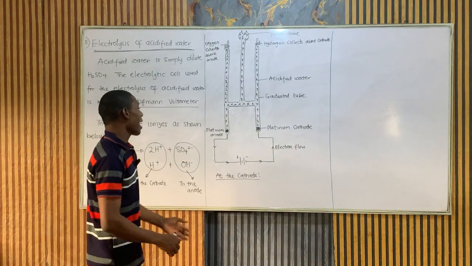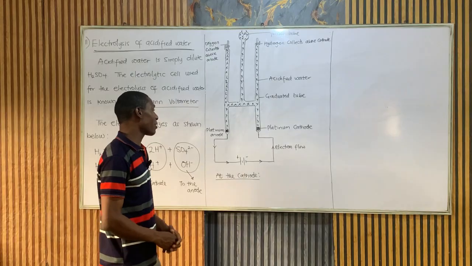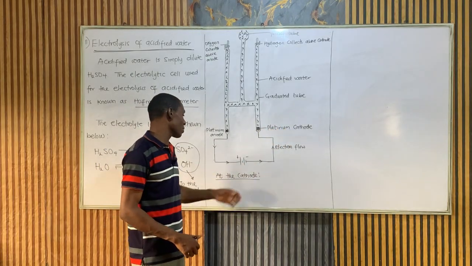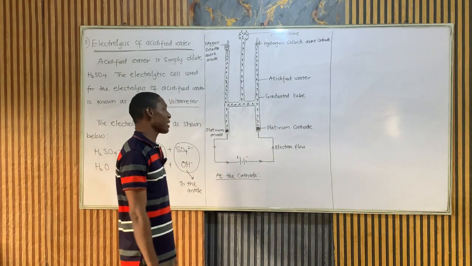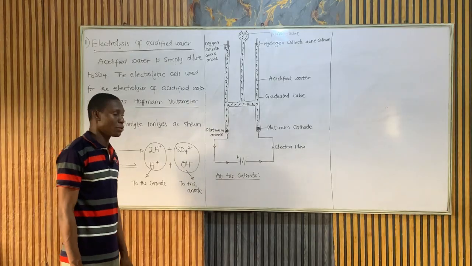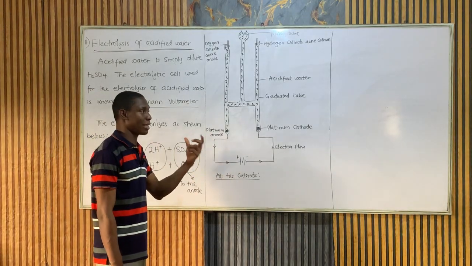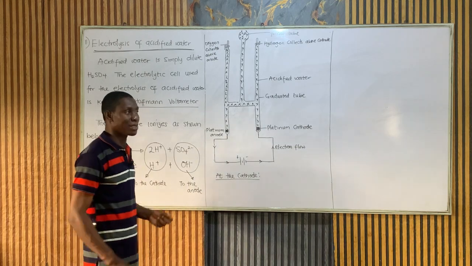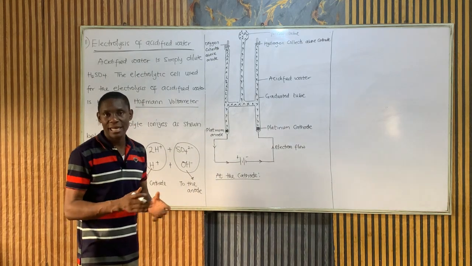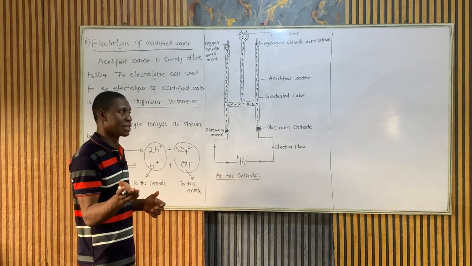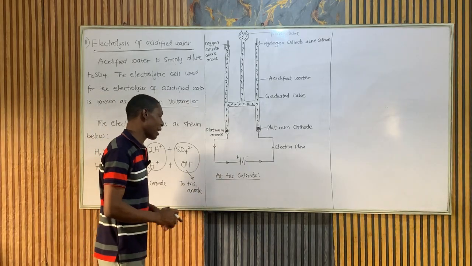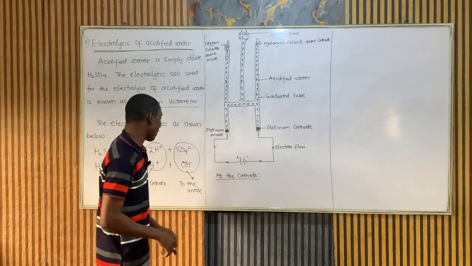Now, the anode is platinum, the cathode is platinum, made of platinum, same as the anode. Now, platinum is an inert electrode. We'll still come to that. Platinum is an inert electrode, meaning that it doesn't influence the ion that will be discharged during electrolysis, but we'll come to that later. And so here now, at the cathode, what happens?